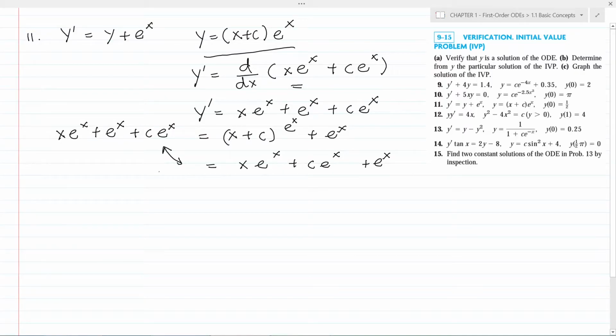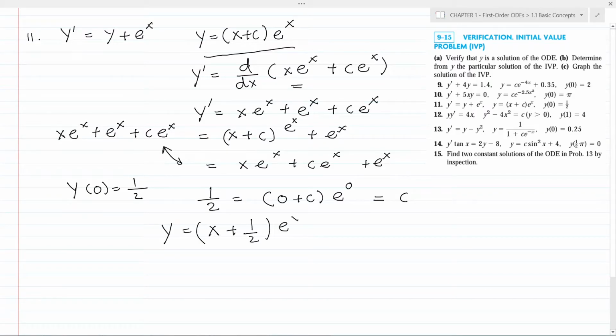Now we use the initial value condition and we put it into the general solution. We have been given y of 0 equal to 1 half. So when x equal to 0, y will be half. We put it into the general solution and we get half equal to 0 plus c e to the power 0, which is equal to c. So c is half. We replace this in the general solution and we get the particular solution y equal to x plus half e to the power x.